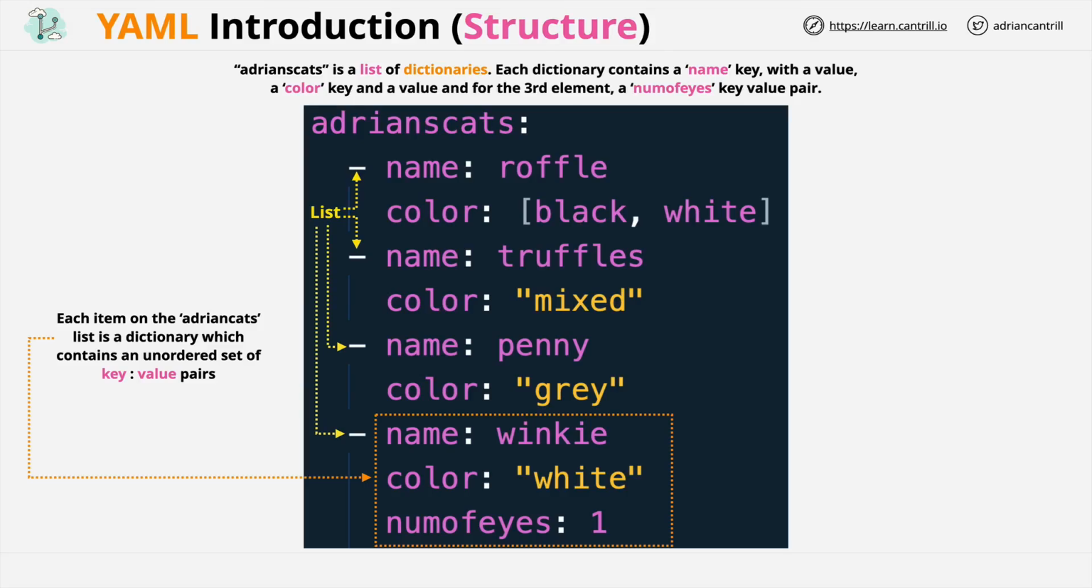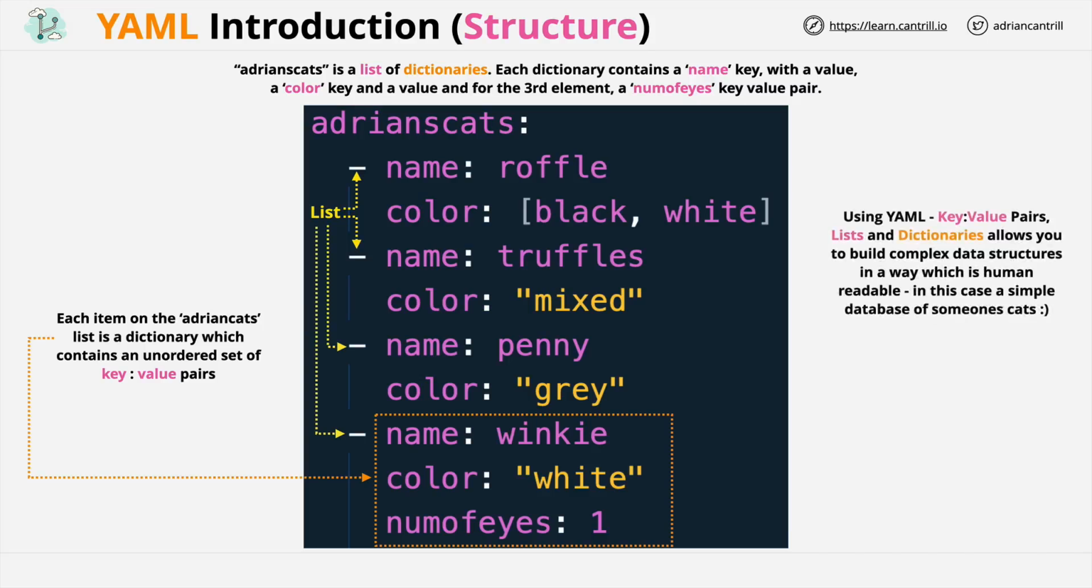Now, using YAML key value pairs, lists and dictionaries allows you to build complex data structures in a way which, once you have practice, is very human readable. In this case, it's a database of somebody's cats. Now, YAML can be read into an application or written out by an application, and YAML is commonly used for the storage and parsing of configuration, including, which is relevant here, for AWS CloudFormation.